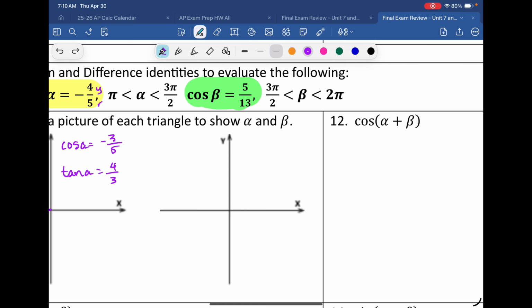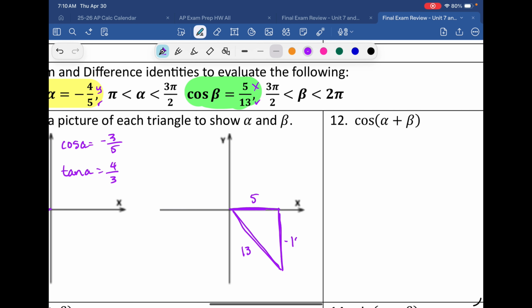Well, cosine is x over radius. So we draw our triangle. Remember, that's horizontal, then vertical, and then radius. So we know x is 5, radius is 13. And using Pythagorean theorem, we know that the vertical is negative 12. So we can find sine and we can find tangent.